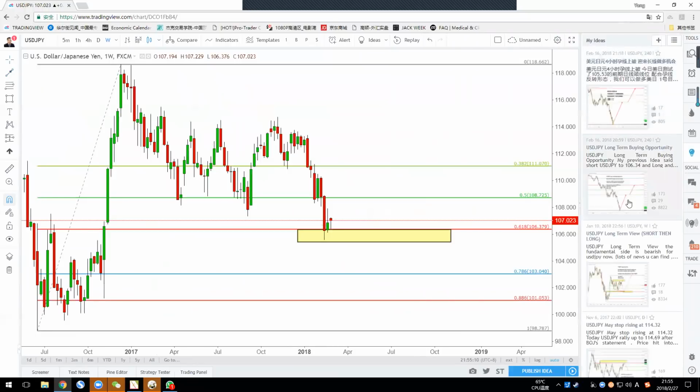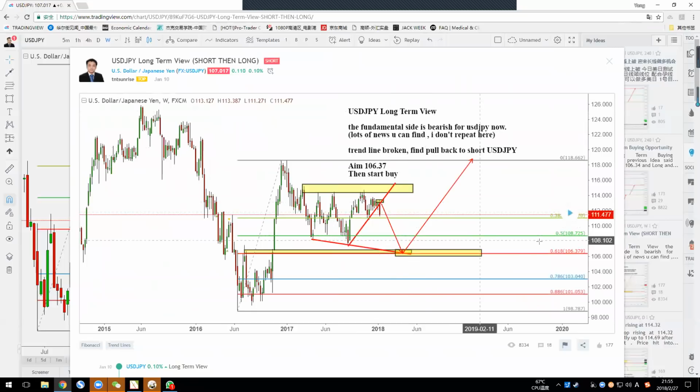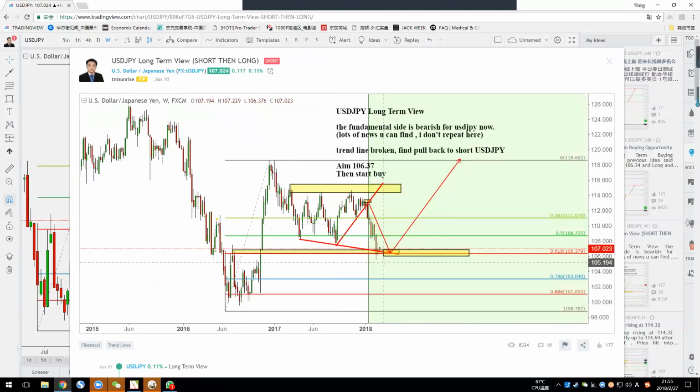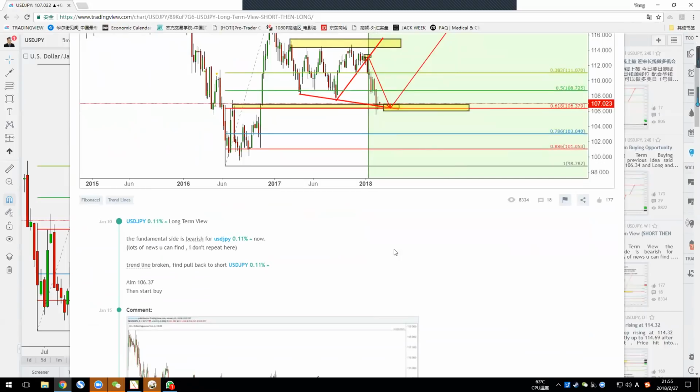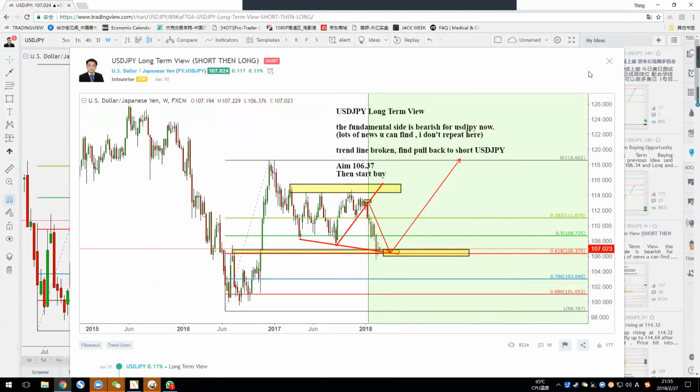If you see my analysis in TradingView here, I told you guys to short from 111.47, right? I said short till 106.37, and it goes easily 700 pips. All right, and it's time to buy it here now. Time to buy, for a long-term view.